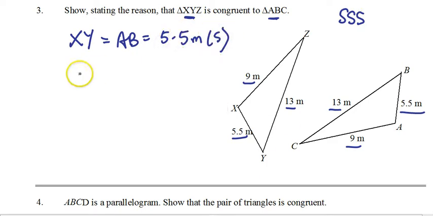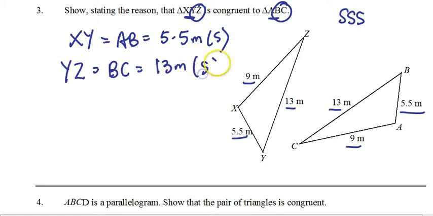Next side I want to look at is YZ. YZ is 13. Okay, so it's either CB or BC. Again, go back and look. YZ must correspond to BC. So we know this is equal to BC, and this is equal to 13 meters. So this is our second side.